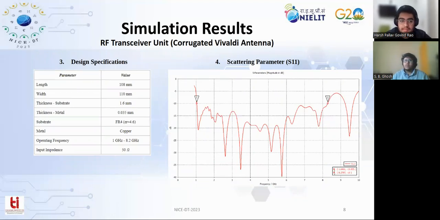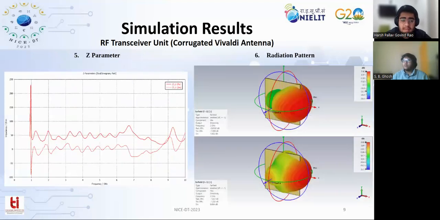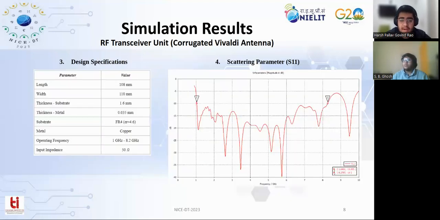The operating frequency of the antenna is between 1 gigahertz and 8.2 gigahertz with an input impedance of 50 ohms. The scattering parameter S11 of the Vivaldi antenna is shown, and it is evident from the figure that the curve remains below minus 10 dB from approximately 1 gigahertz to 8.2 gigahertz, which we can consider as the operating frequency band of the design.